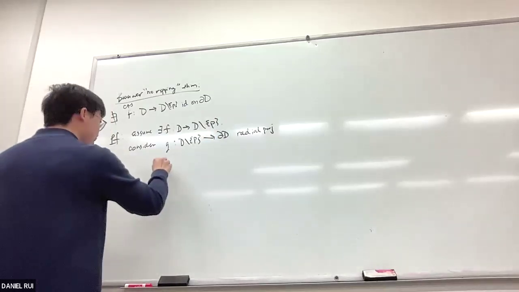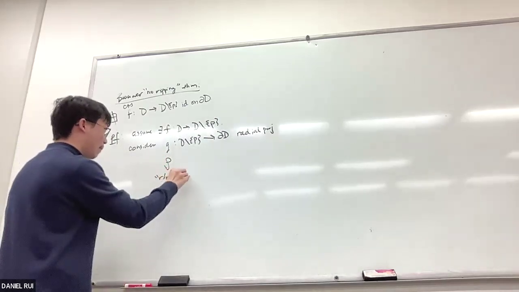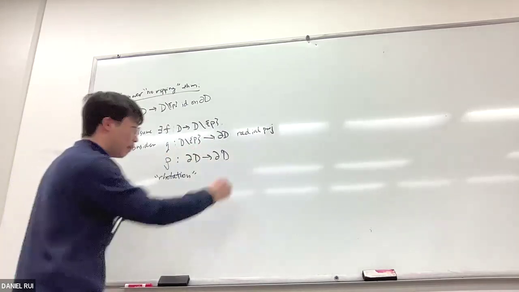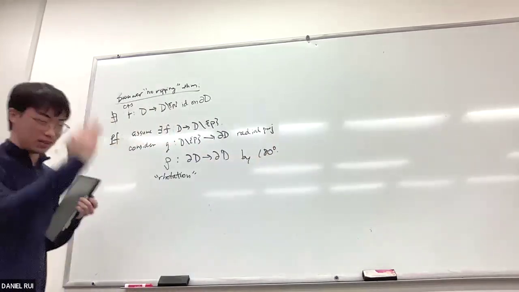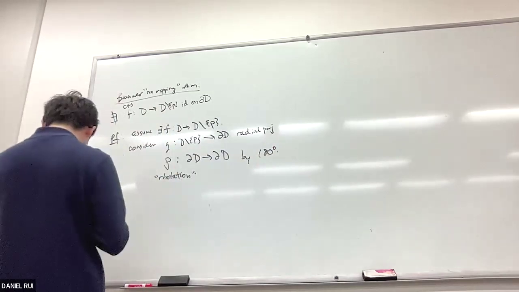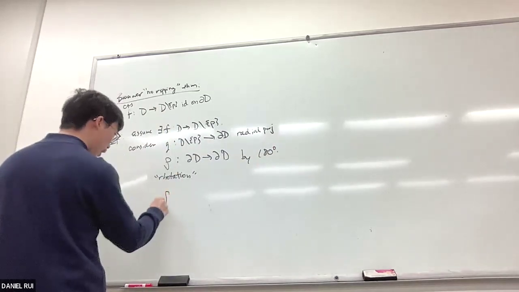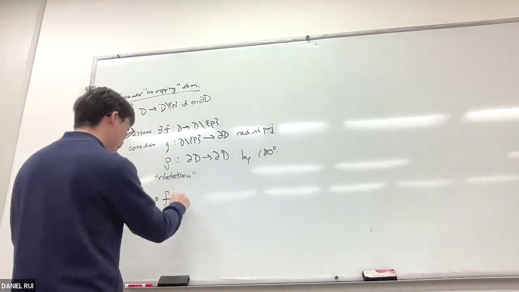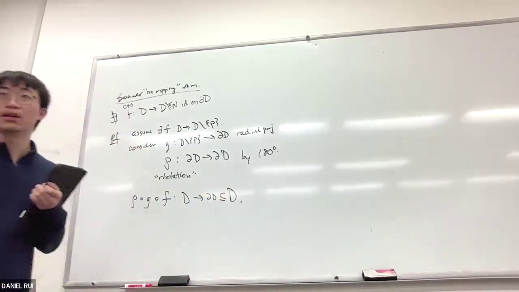And finally, let's consider a rotation from the boundary of the disk to itself by, let's say, 180 degrees. Doesn't matter, but I just need it to be non-zero. Well, then now consider the composition. First do F, then do G, and then do rho. And this is a map from D to the boundary of D, but that's in D.